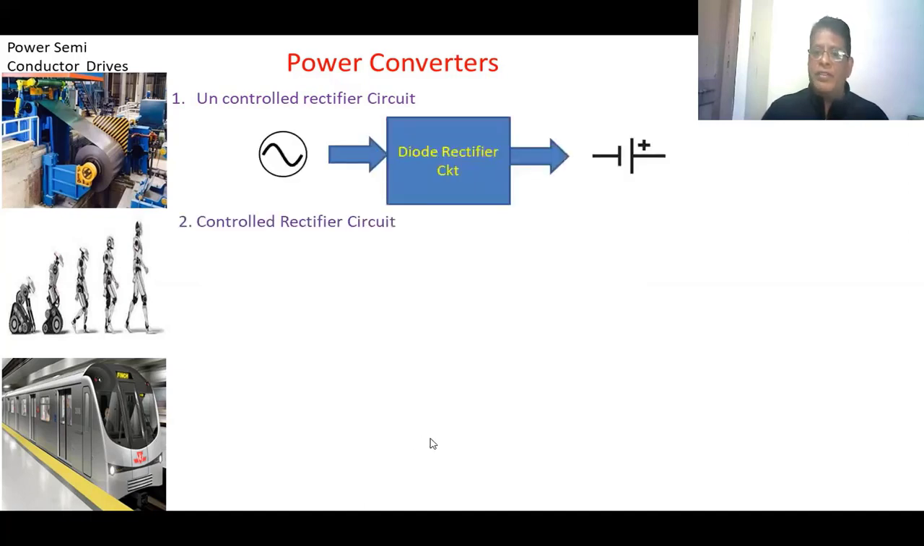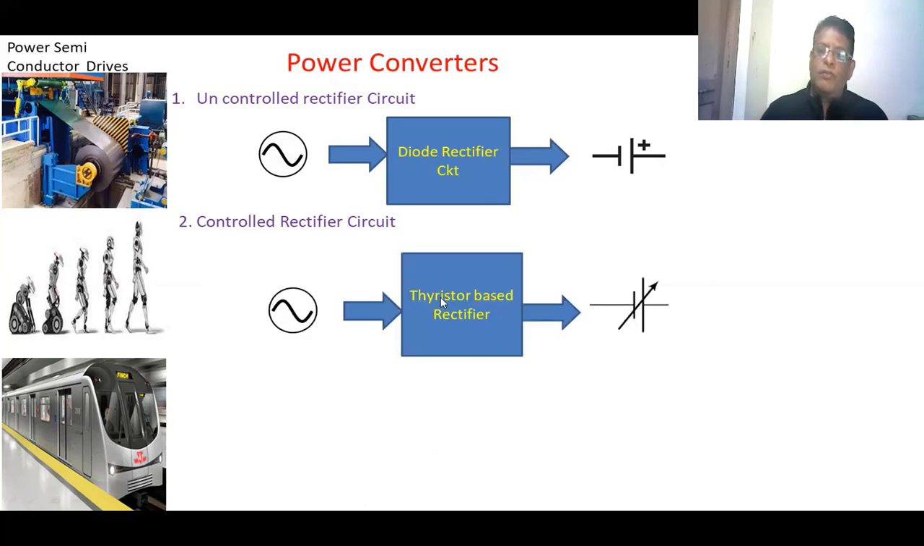Next, the controlled rectifier circuit. A controlled rectifier circuit is nothing but a phase control rectifier circuit. The rectifier circuit is made up of SCRs so that the output voltage can be controlled for a given AC voltage. For the AC voltage given, we get a variable DC voltage because the circuit is a thyristor based rectifier.